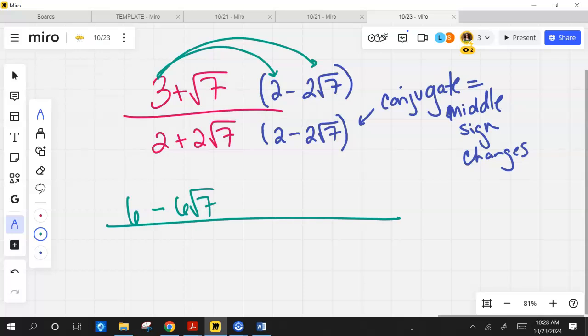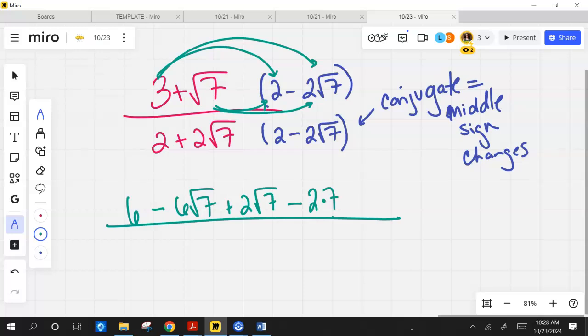Now go to the next one. Plus 2 square root of 7 minus, this has got a 2. 49, which is 7. So minus 2 times 7. The square root of 7 times the square root of 7 is 7.